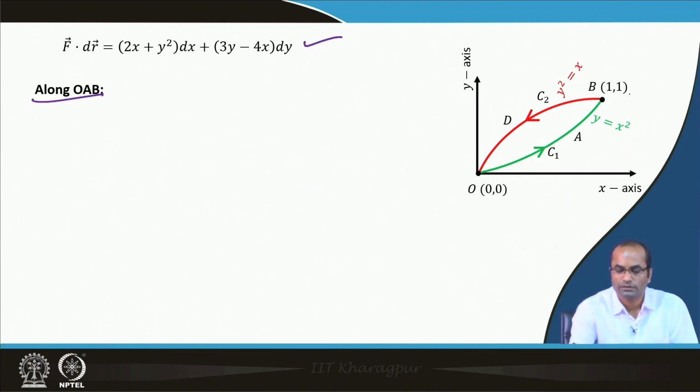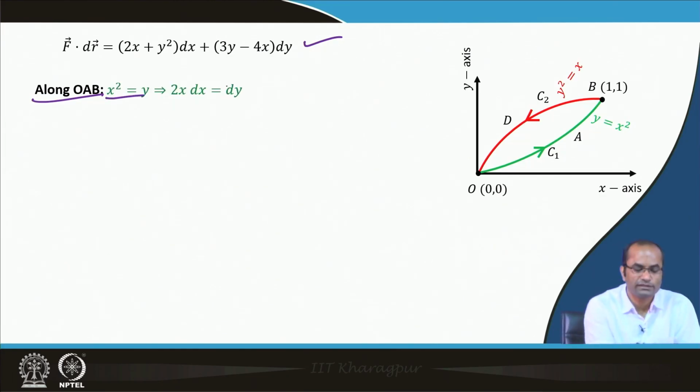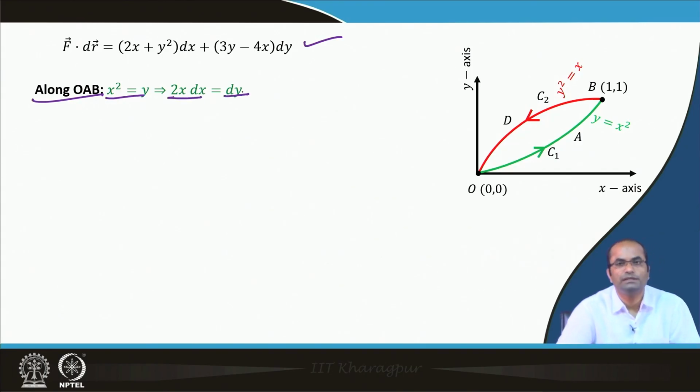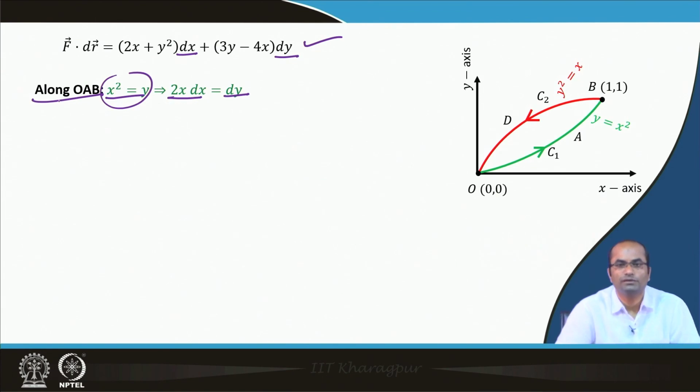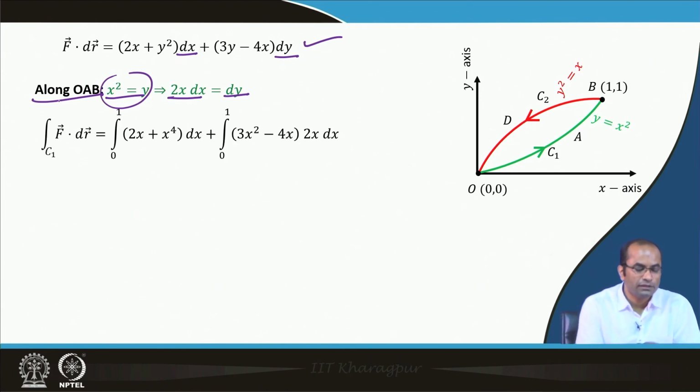So, we will go along this curve C1 where y is given as x square. We can use this relation to compute the relation between dy and dx. y is equal to x square means dy is 2x dx. In one of the two integrals which will appear here, the dy we will convert to 2x dx and y will be used as x square.